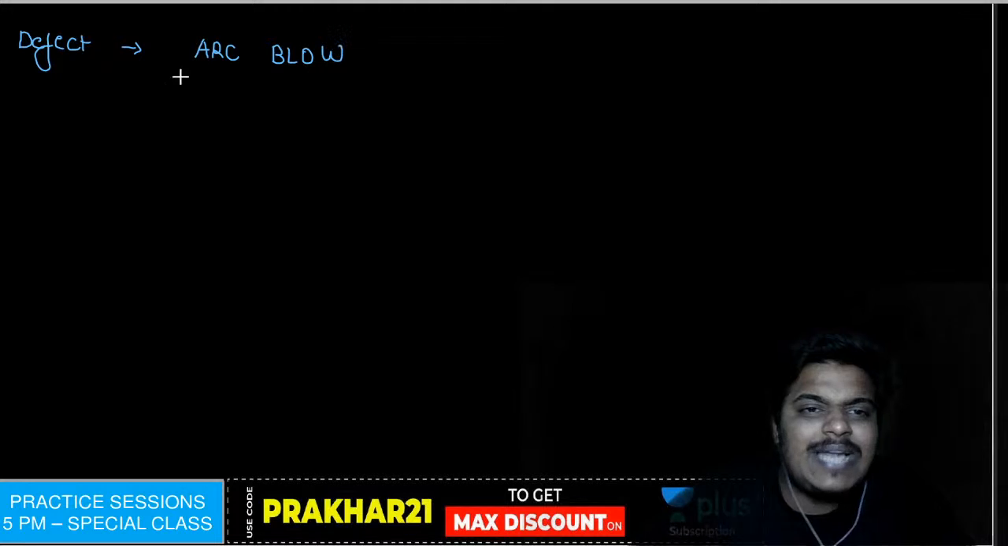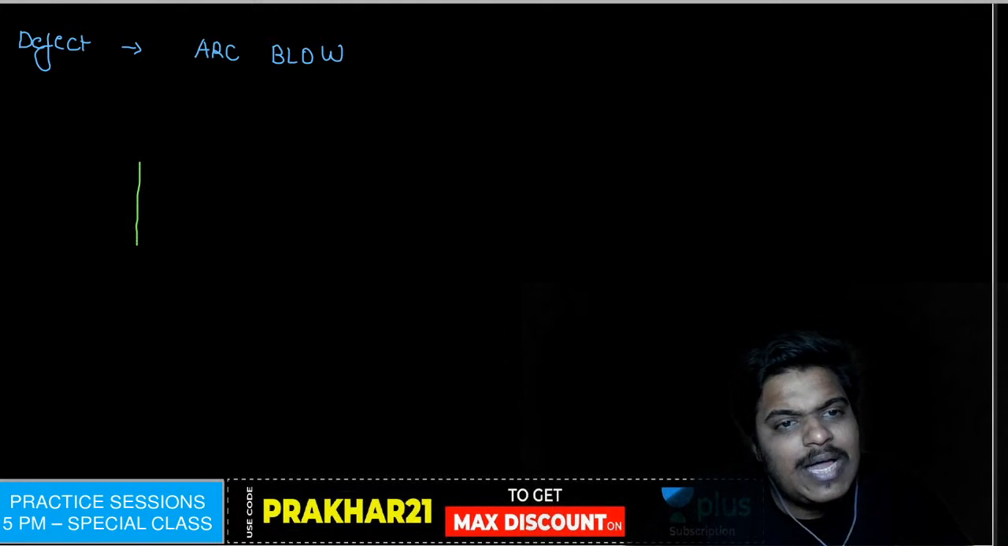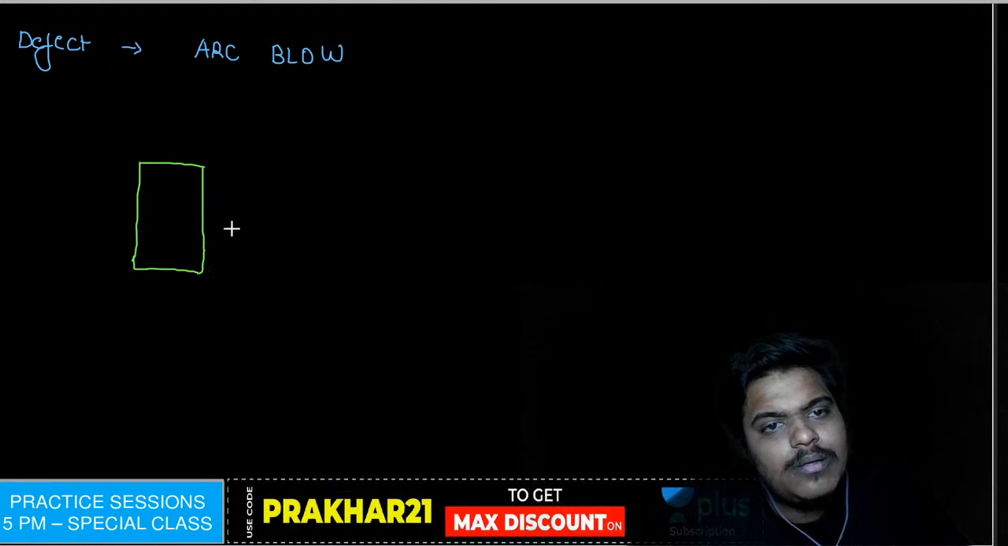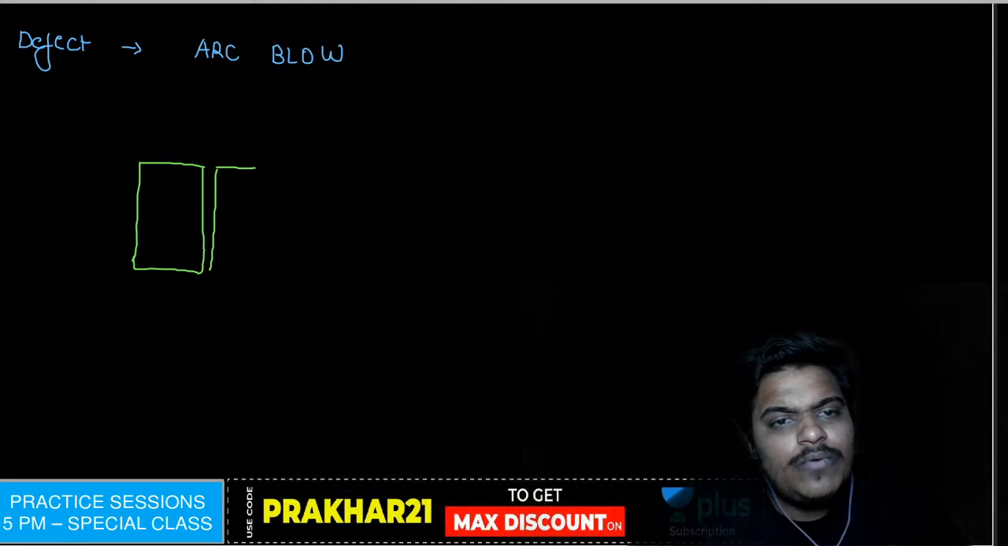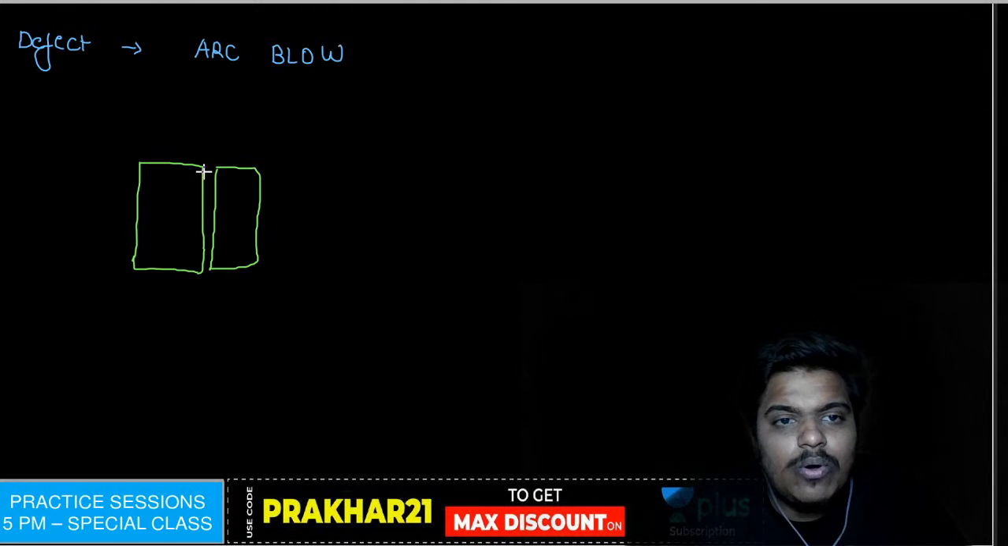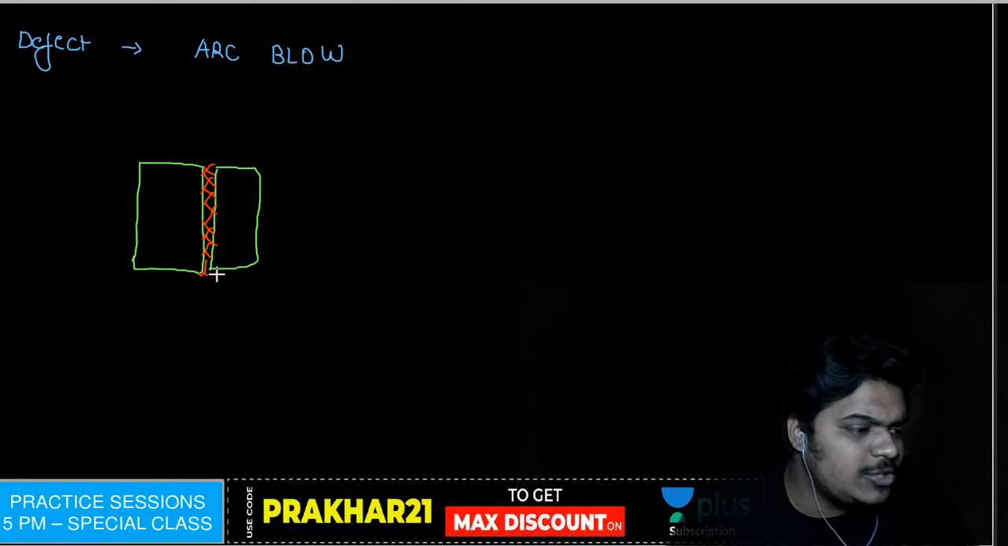Now there is a serious problem with these operations. There is a defect in arc welding. The defect is known as arc blow. Please try to understand. Suppose these are the two workpieces that need to be joined. Now, this will be the joint area.